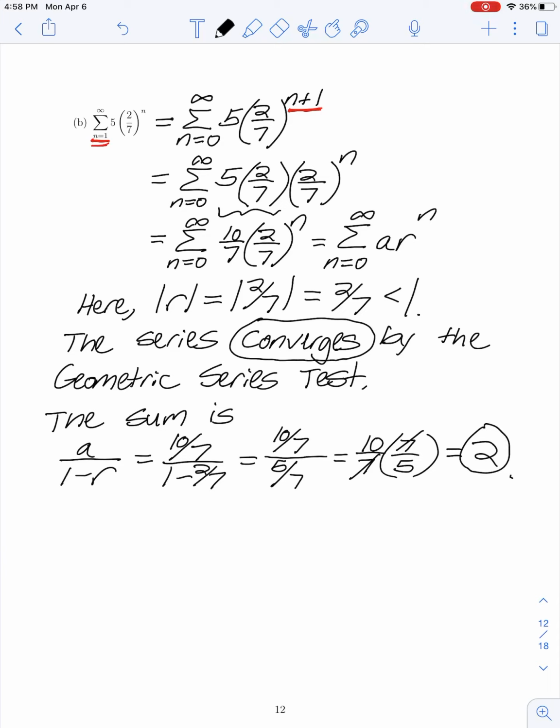So in this second example, we saw that we may have to manipulate our series in order to make it start at n equals 0, in order to apply the formula for the sum of our series. So let's look at another one.